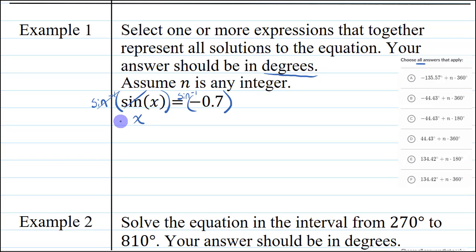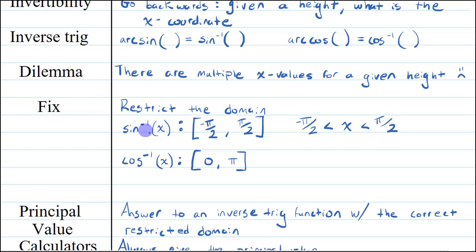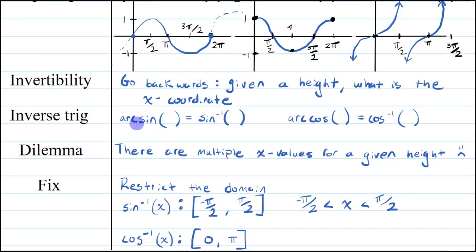I want to pause here. I'm confused with the homework last night because of the negative 1. I didn't know what I was supposed to do. Right, yeah, so arc sine and sine to the negative 1 are the same thing. Yeah.